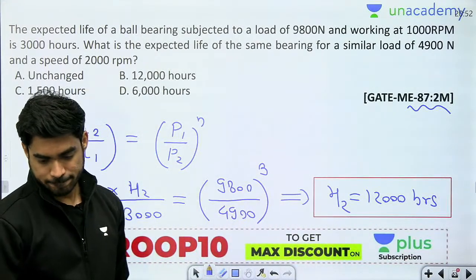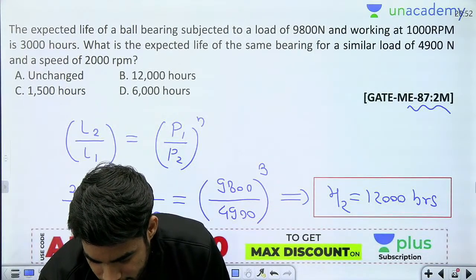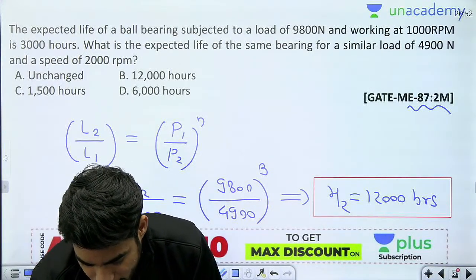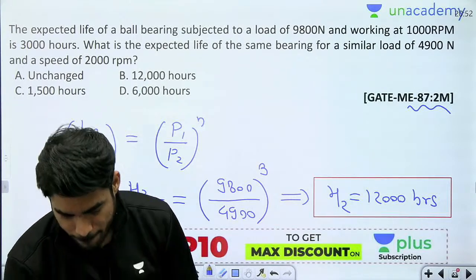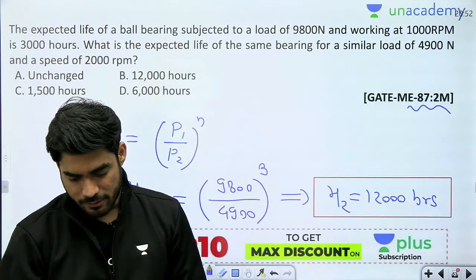12,000 hours, right? Yes, Narayani, Palak, Kalpesh. Very good, Prem. Very good, Dibyanshu, Vijay, Jitendra, Utkarsh, Sweksha. Very good, guys.